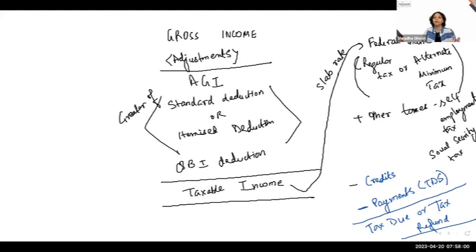Is this clear, everybody? So we start with gross income. We get the first layer of deduction called above the line deductions. We get the AGI. We reduce the standard or the itemized deduction, whichever is higher. Then also we reduce the QBI deduction. What you get is taxable income.